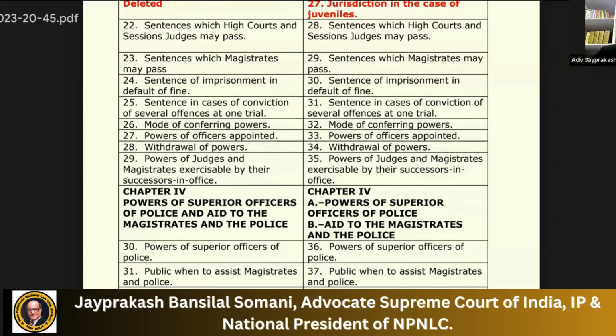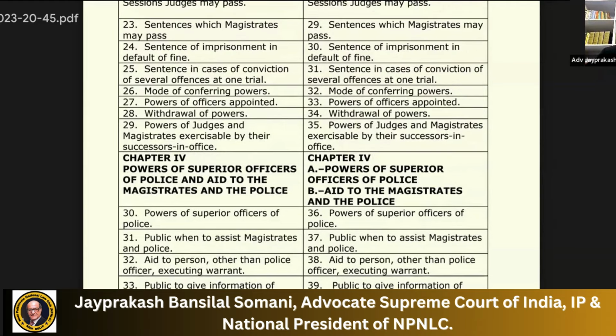Section 25 of BNSS, sentences in cases of conviction of several offences at one trial. Its earlier section was in CrPC 31. BNSS Section 26, mode of conferring powers. Its earlier section was in CrPC 32.